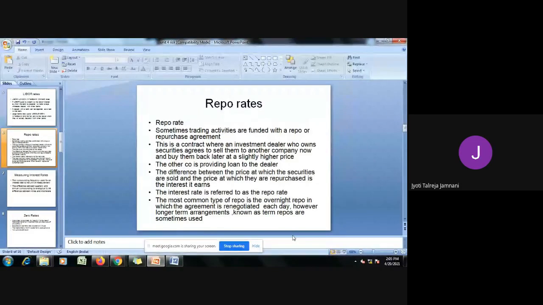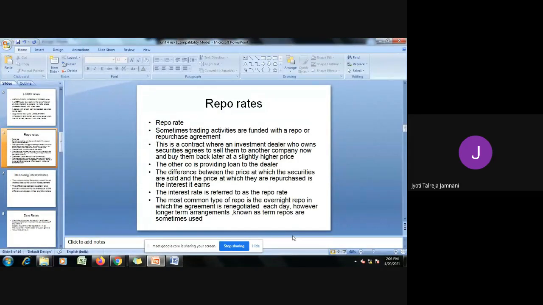So there is a contract where an investment dealer who owns securities agrees to sell them to another company now and buy them back later at a slightly higher price. The other company is providing a loan to the dealer. So here Vishal is providing a loan to me by buying my Infosys shares. The difference between the price at which the securities are sold and the price at which they are repurchased is the interest. So the difference between 1300 and 1350, 50 rupees, is the interest that Vishal will get. This interest rate is referred to as the repo rate.